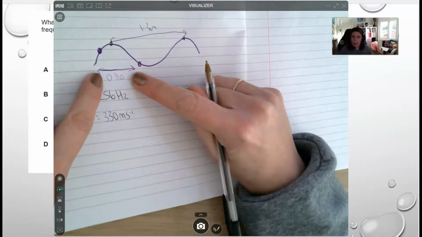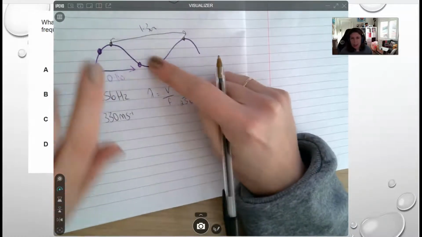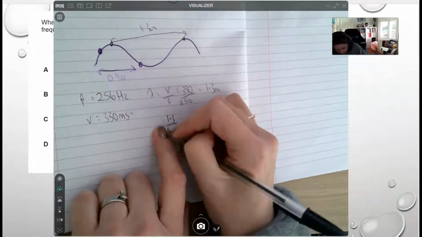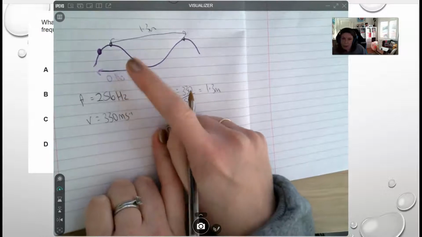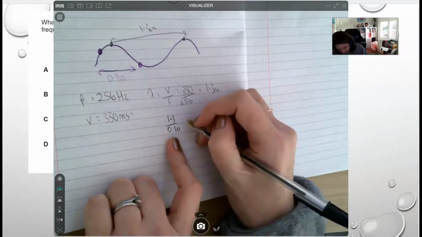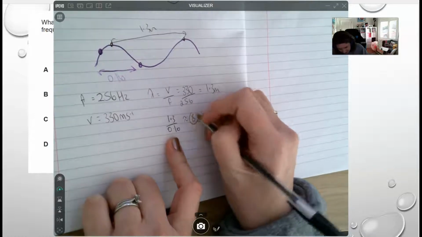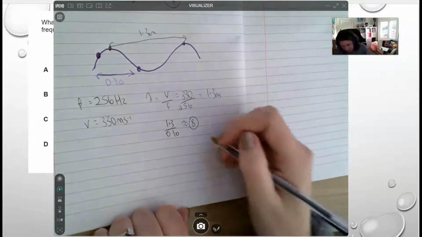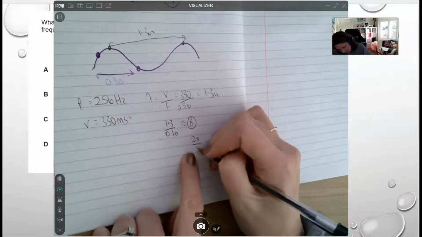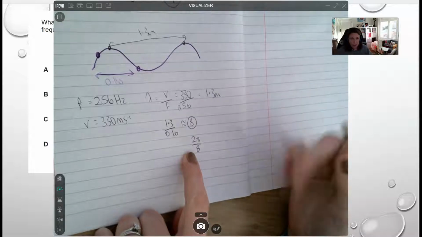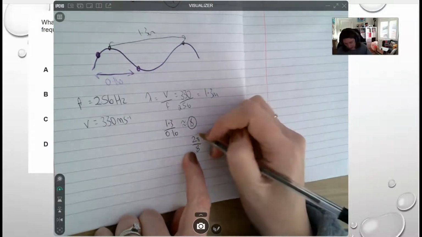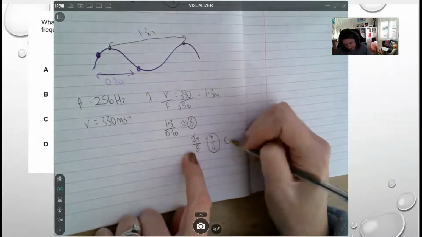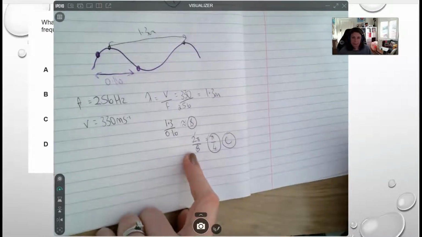So I know 0.16 is less than a wavelength. So I need to figure out how much of a wavelength it is. Okay, well let's do 1.3 divided by 0.16 and then that'll tell me how many times 0.16 fits in this. And the answer you get is about 8. So it's an eighth of a wavelength. Okay, now I know a whole wavelength is 2 pi. So if I do 2 pi divided by 8, it will tell me how much of the whole wave that is. So that cancels with that and you get pi by 4. So the answer is C.